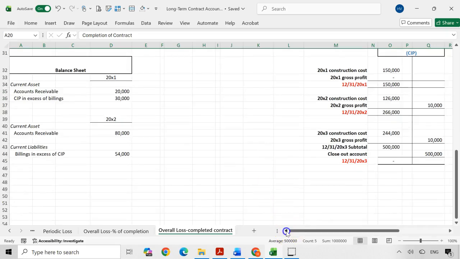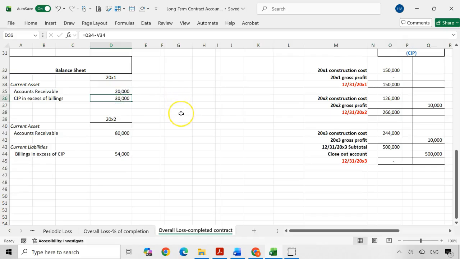Again, balance sheet presentation in 20X1, we have our accounts receivable, and we have CIP in excess of billings of $30,000. In year 2, our billings was greater than the CIP, and the net of that is $54,000. So we have a current liability. So I think it's always a good idea to lay out the T accounts for those two balance sheet accounts, the CIP and the billings account, because that's what's going to determine what you're going to report on your balance sheet.